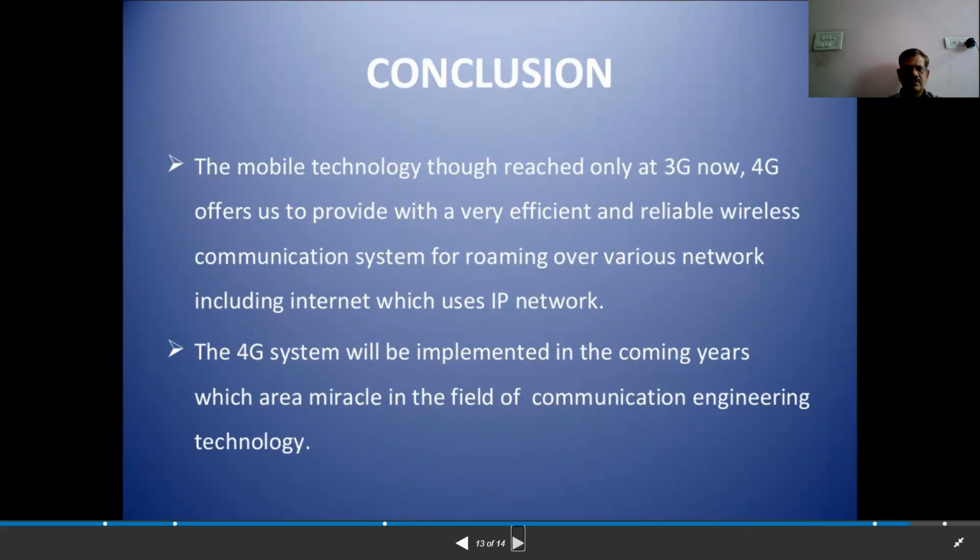In conclusion, though mobile technology reached only 3G, now 4G offers us a very efficient and reliable wireless communication system for roaming over various networks, including the internet, which uses an IP network. The 4G system will be implemented in the coming years, which is a miracle in the field of telecommunication engineering technology.